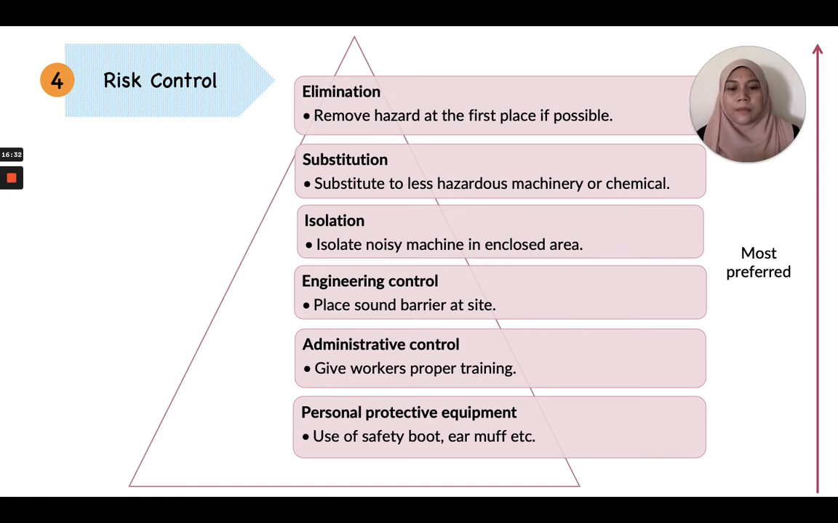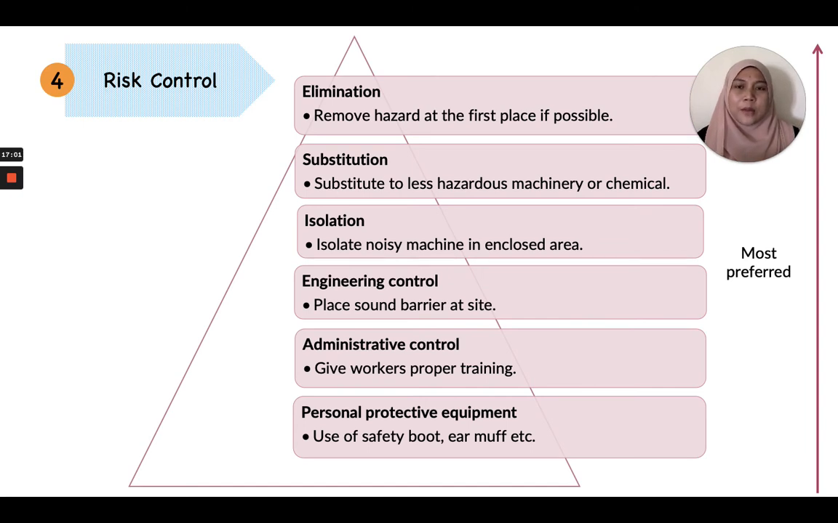Okay. And number 5 is administrative control. Administrative control is the control made by the management or the administration. For example, give proper training to the workers before they start working, and then give proper work schedules and work shifts. That is administrative control. And also preparing the first aid kit is also administrative control.